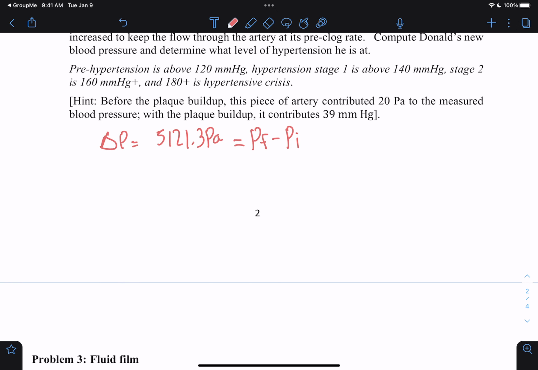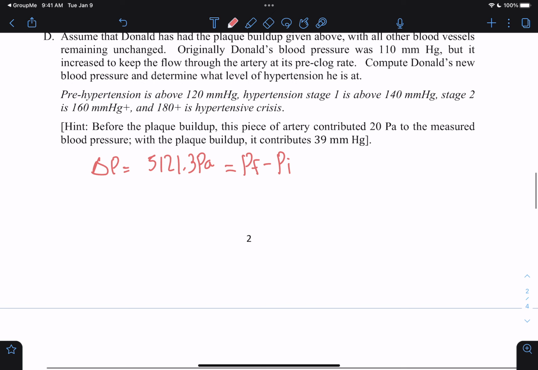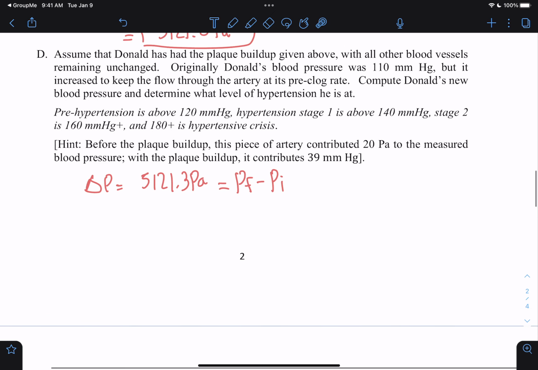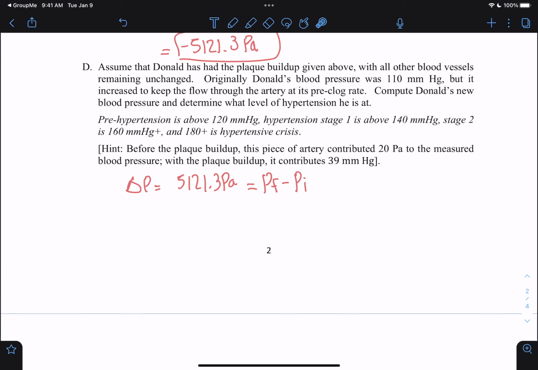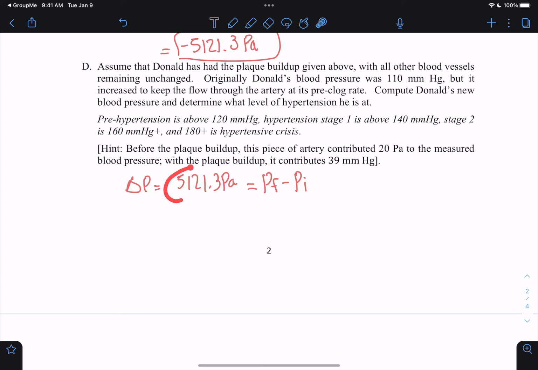So we have this 5,121.3 Pascal pressure increase, right? And our initial was 110 millimeters of mercury. So in order to figure out the final, we can just convert this to millimeters of mercury, and then the final will be in millimeters of mercury as well.